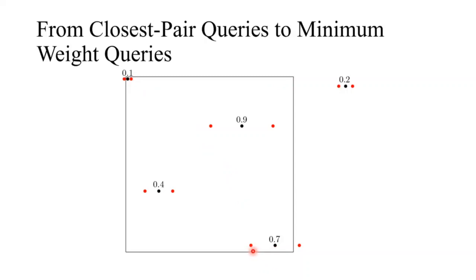So then to answer a minimum weight query, we simply answer the closest pair query within that square, and then whatever the closest pair is, just find the parent point in that pair and report its weight. And thus we can answer minimum weight queries by answering closest pair queries.